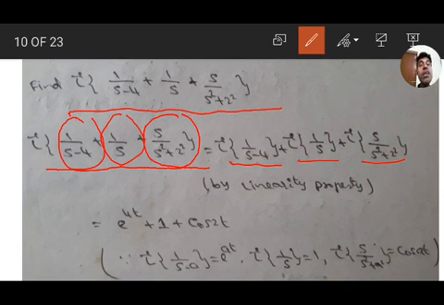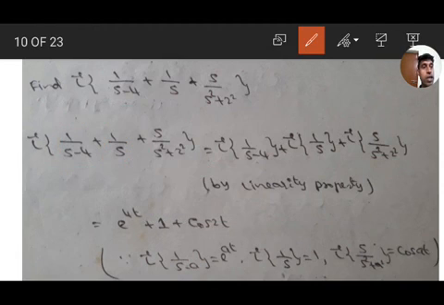Here the first function is 1 by s minus 4. So L inverse of 1 by s minus 4. Second function is 1 by s. So L inverse of 1 by s. Third function is s by s square plus 2 square. That is L inverse of s by s square plus 2 square. So here 3 functions: first function, second function, third function. And no coefficients, so as it is.